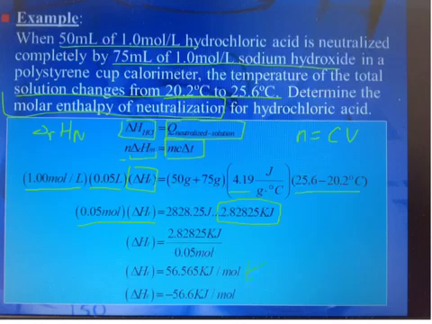56.565 kilojoules per mole. However, once again, this number should be a negative value because the surroundings, the water, went up in temperature. That means our hydrochloric acid and sodium hydroxide lost potential energy, so the ΔH value should be negative. Once again, you may wish to pause the video and analyze the numbers in further detail.